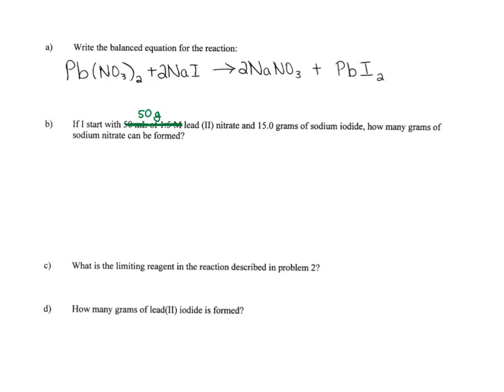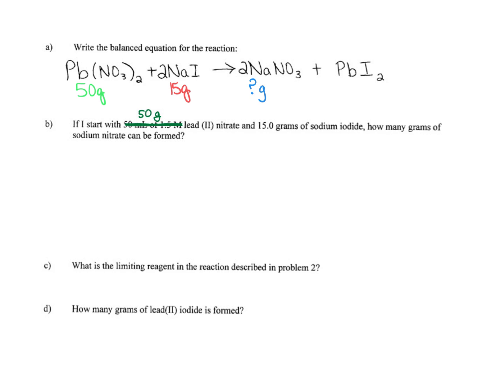So this is worksheet A, problem number 2. We have a balanced reaction already started for us. We have 50 grams of lead nitrate, and we have 15 grams of sodium iodide. And it asks us to figure out how many grams of sodium nitrate can be formed from those reactants.